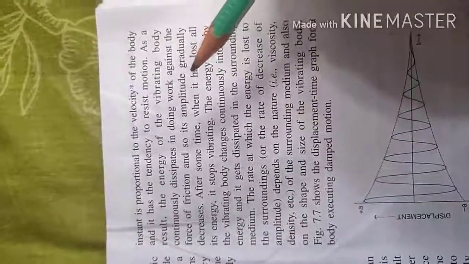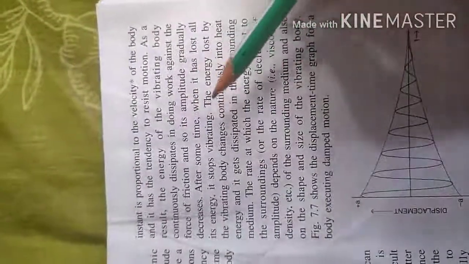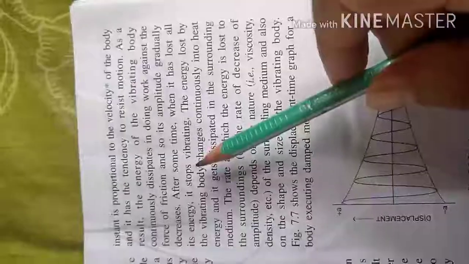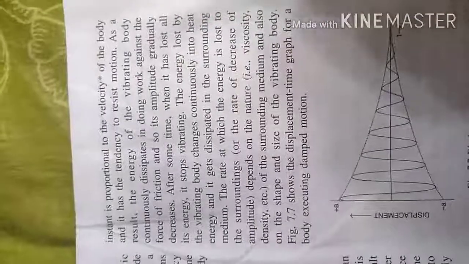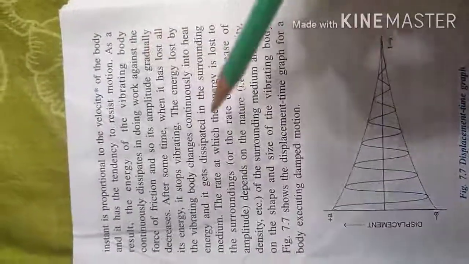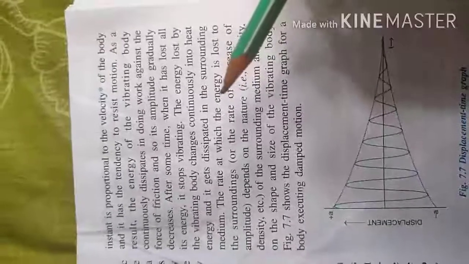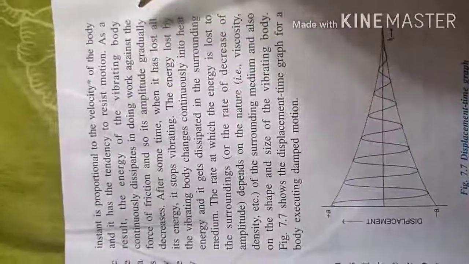the vibrating body has to do work against the force of friction. Whenever it does work against the force of friction, energy is lost, dissipated in doing work, and that energy is given to the surrounding in the form of heat. As long as the body has energy, it vibrates, but when the energy of the body is completely lost, it stops vibrating. Therefore, as the body vibrates, the energy is lost gradually, and hence the amplitude of vibration also decreases. Once the energy is completely lost, the amplitude of vibration also becomes zero and the body stops vibrating.